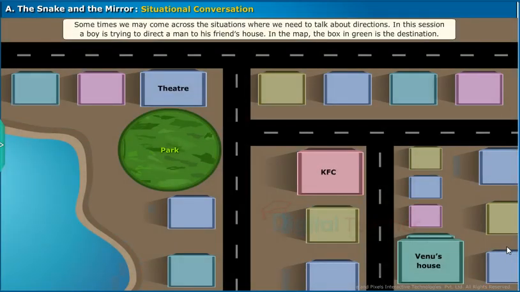Sometimes we may come across situations where we need to talk about directions. In this session, a boy is trying to direct a man to his friend's house. In the map, the box in green is the destination.